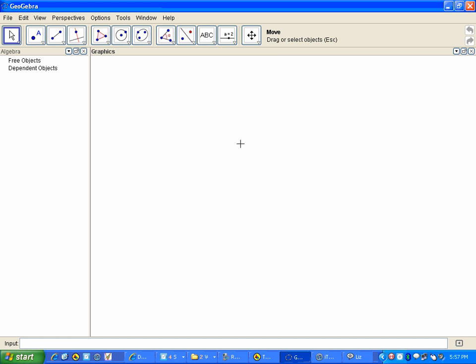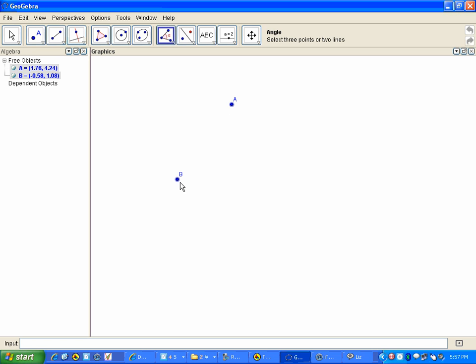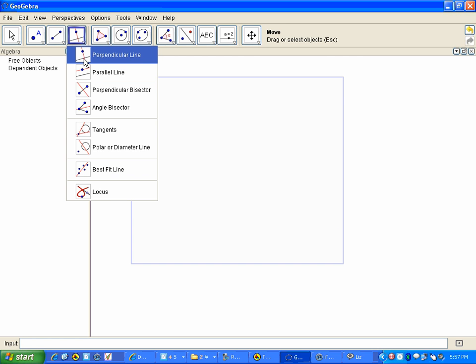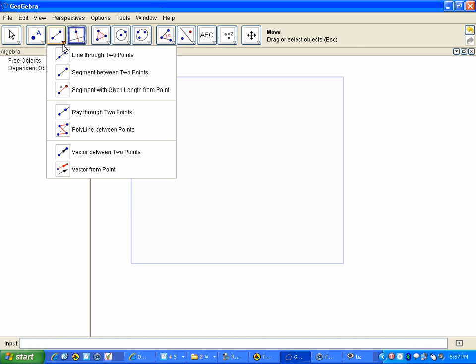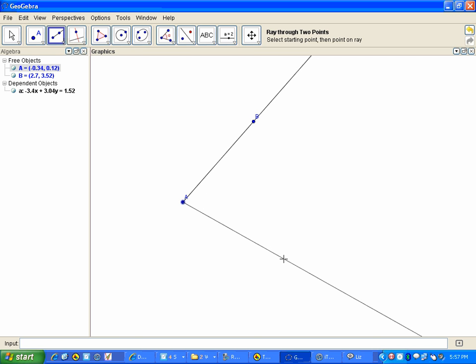Okay, we're going to look at the other construction that we started off learning, which was an angle bisector. So I'm going to make an angle. Actually, I'm going to make it a different way. I don't want to measure anything, so I'm just going to make a couple of rays. I need a ray, and another ray.